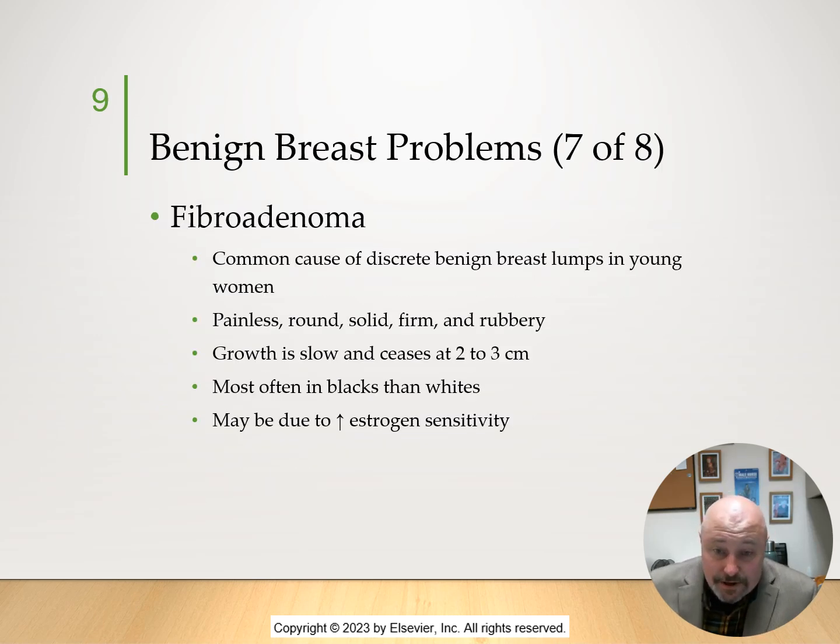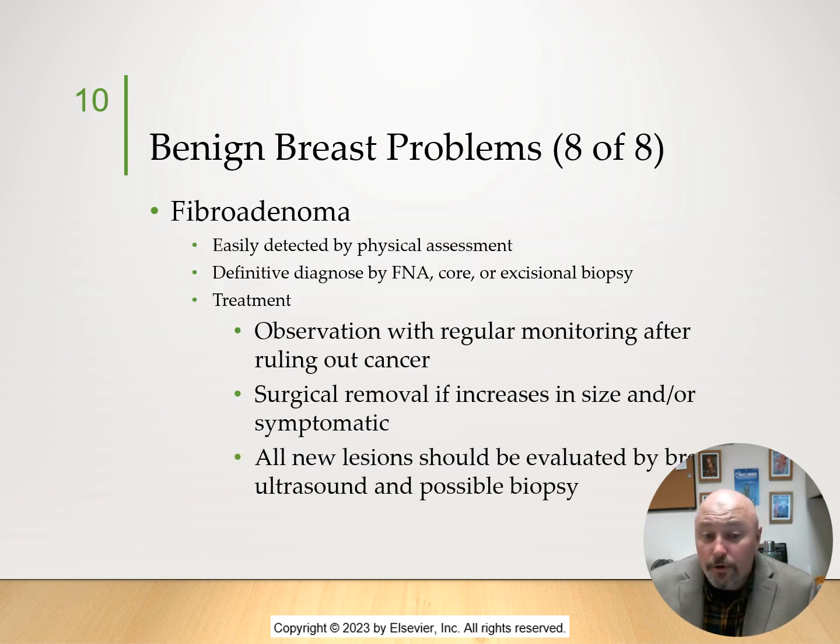A common cause of discrete benign breast lumps in young women is a fibroadenoma. This is a painless, round, solid, firm, or rubbery growth that is slow growing and ceases at approximately 2 to 3 centimeters. Fortunately, these fibroadenomas are easily detected by physical assessment, and then treatment would be observation with regular monitoring after ruling out cancer. Surgical removal could be indicated if it increases in size or becomes symptomatic. All new lesions should be evaluated, from ultrasound to a possible biopsy, to make sure we're definitively ruling out cancer.